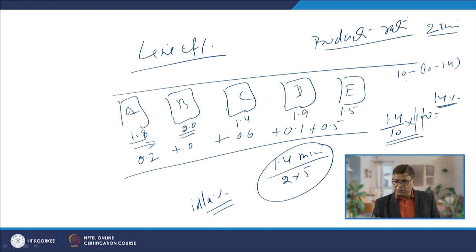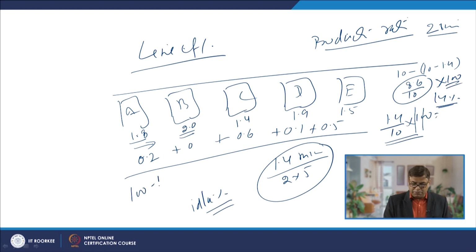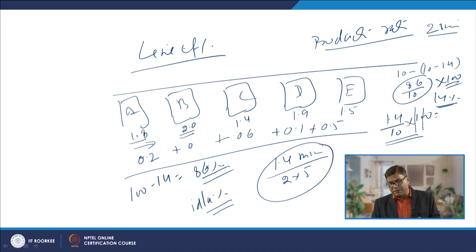So, that is equal to how much? 8.6 minutes divided by 10. So, this percentage will give us the efficiency of the line. We can simply determine that 100 minus 14 will be equal to 86%. 86% is the time which is being effectively utilized, which gives us the efficiency of the line.